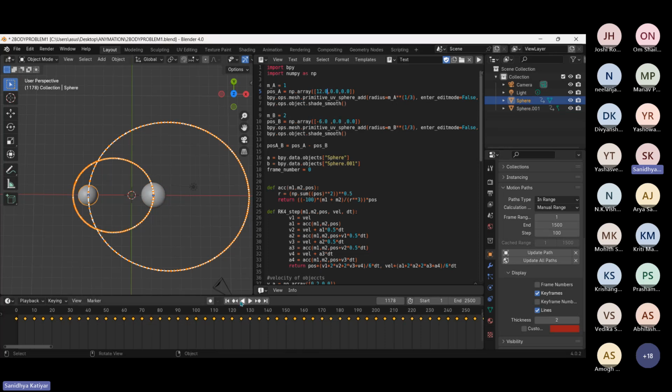Also, you can clearly see that as they are far, their velocity is less, and as they come close, their velocity increases. That is in accordance with Kepler's laws, that is, the areal velocity always remains constant. So yeah, this was the simulation part.